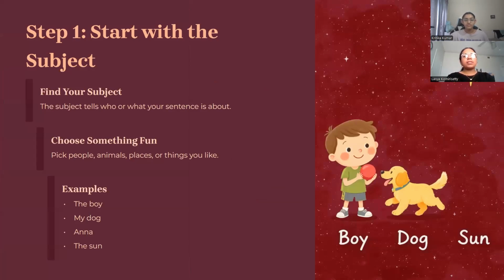Next, let's look at the steps you need to make a whole simple sentence. So step one is start with the subject. Find your subject. The subject tells you who or what your sentence is about. Choose something fun. Pick people, animals, places, or things you like. Examples can be the boy, my dog, the sun, or Anna.